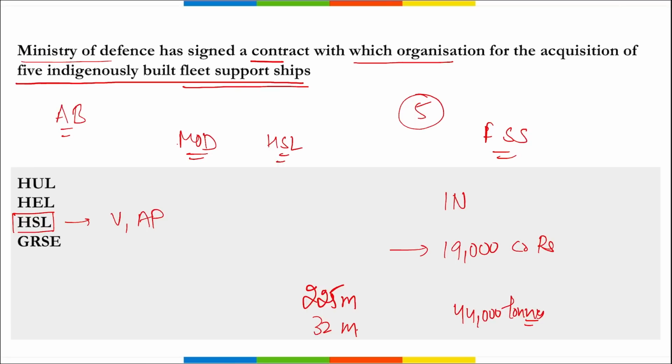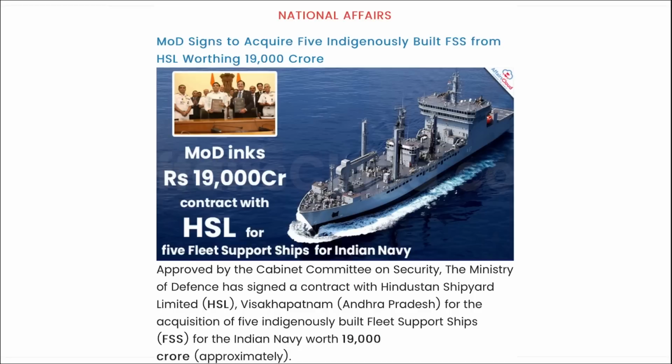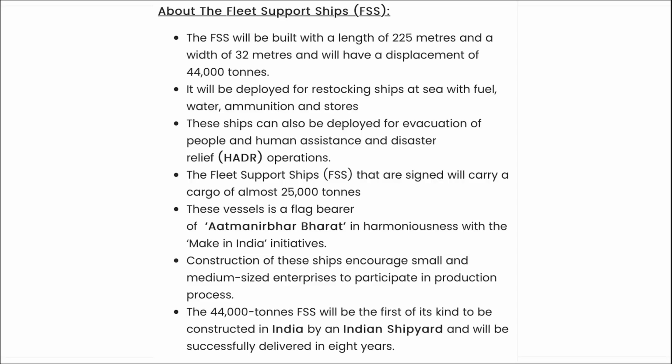Correct? So coming back, it is the Ministry of Defence that signed a contract with HSL, that is Hindustan Shipyards Limited, in Visakhapatnam, Andhra Pradesh, to build 5 such fleet support ships, and the worth here is 19,000 crore rupees. Here you can see these are the fleet support ships, and 5 such will be built. Correct?